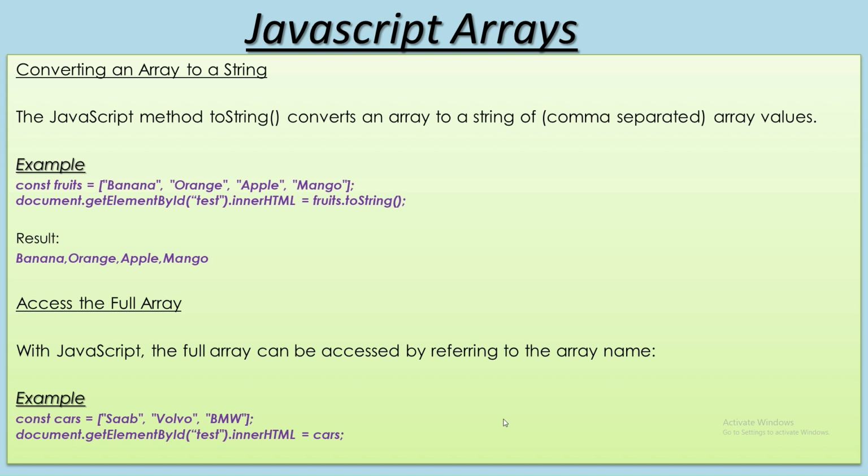Access the full array. With JavaScript, the full array can be accessed by referring to the array name. So let's say const cars = ["Saab", "Volvo", "BMW"]. Now document.getElementById("test").innerHTML equals the name of the array, which is cars.